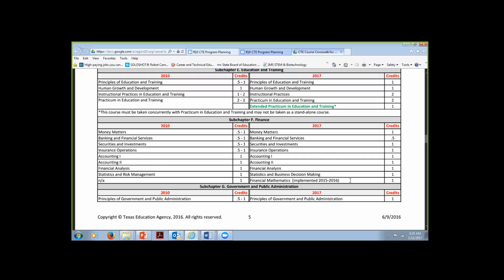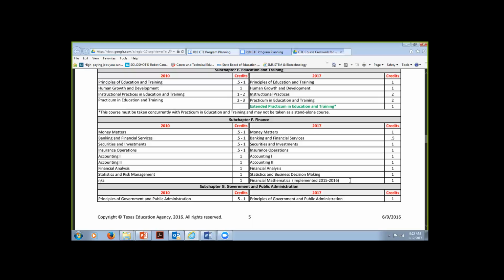And just to reiterate that, for students who entered the 9th grade in 2014 and thereafter, they are House Bill 5 students, and their graduation plans or graduation guidance is covered in the Texas Administrative Code, chapter 74.11 through 74.14.